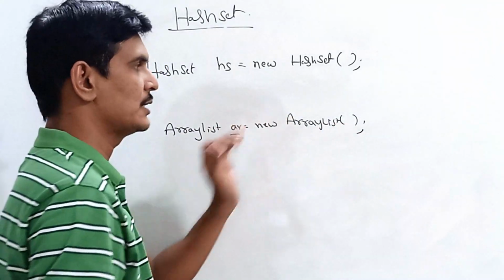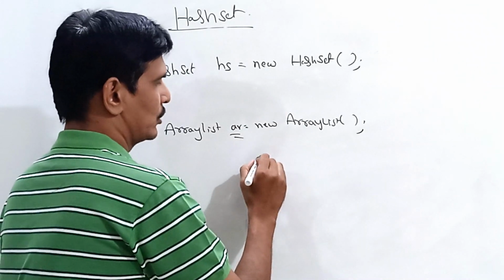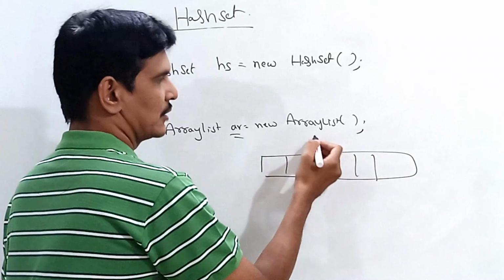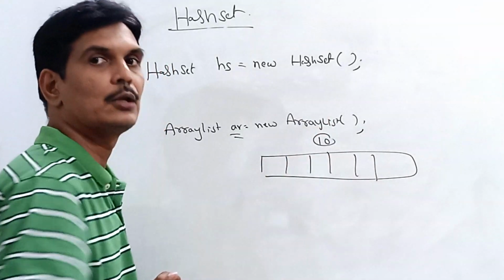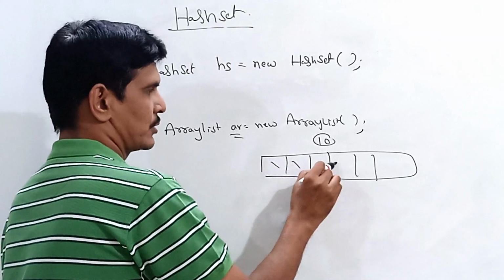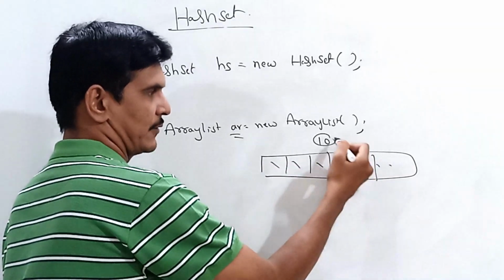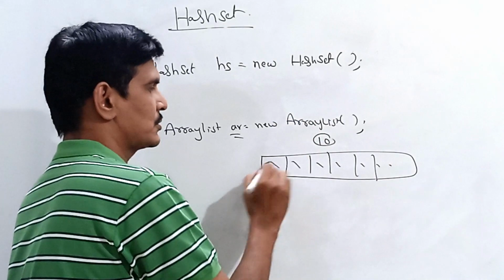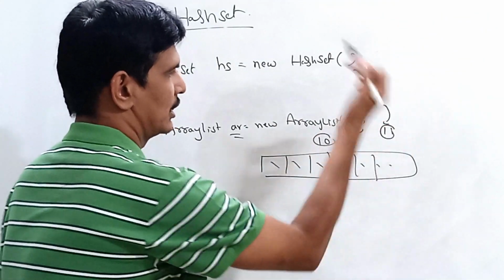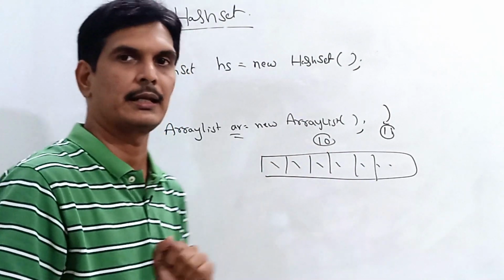When I create an array list object like this, by default how many locations will be created? 10 locations will be created. So here the default size is 10. If I add more elements, like say 10 elements or 10 objects added in the array list, 10 locations are filled. Then I add one more element, the 11th object, in the array list.